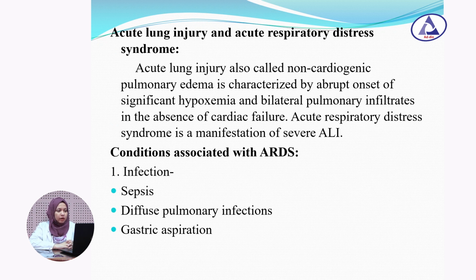Then let's discuss acute lung injury and acute respiratory distress syndrome. Acute lung injury, also called non-cardiogenic pulmonary edema, is characterized by abrupt onset of significant hypoxemia and bilateral pulmonary infiltrate in the absence of cardiac failure. That is, acute respiratory distress syndrome or acute lung injury will occur in absence of cardiac failure, and there will be sudden onset of significant hypoxia. Acute respiratory distress syndrome is a manifestation of severe acute lung injury.